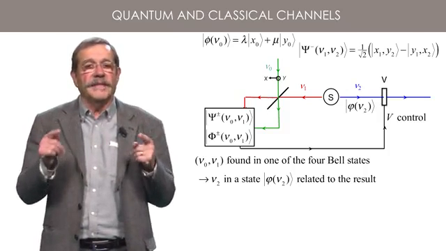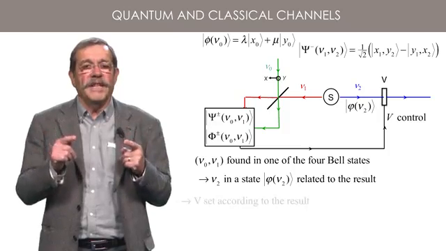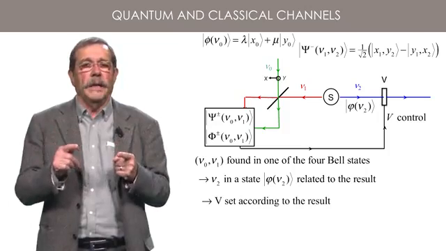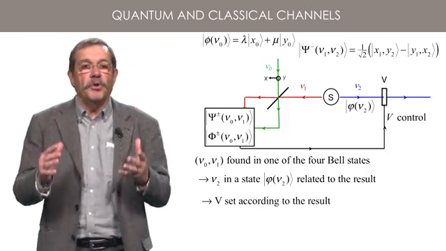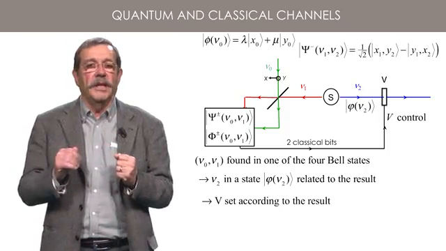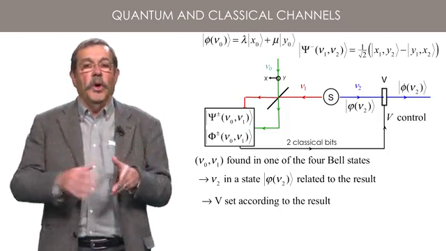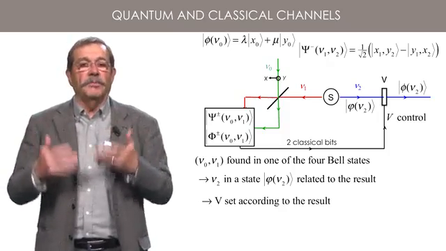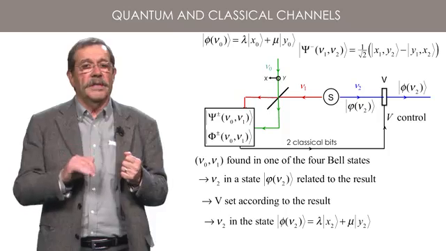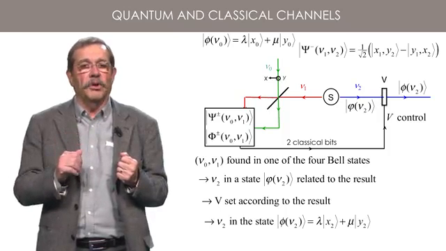That state is different from the state to teleport, except if the result is psi minus. In order to get the state we want to teleport, the device V is set according to the result of the measurement on nu0, nu1. Since there are 4 possible results, 2 classical bits suffice to select the right setting of V. Then photon nu2 passes V and is transformed into the state we wanted to teleport. 2 channels have been involved to complete the teleportation.